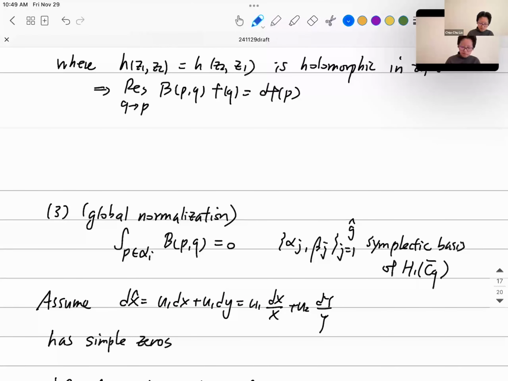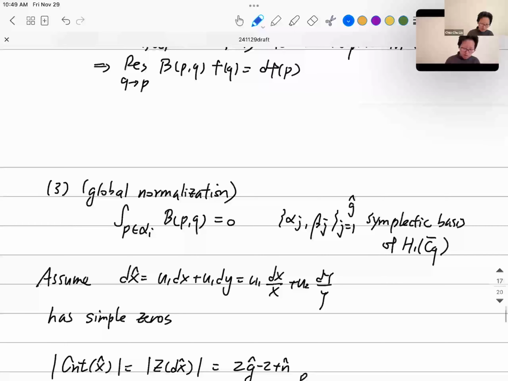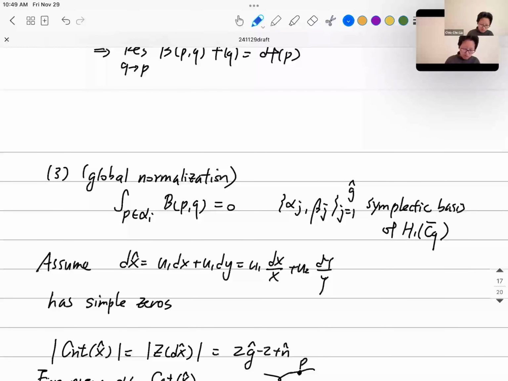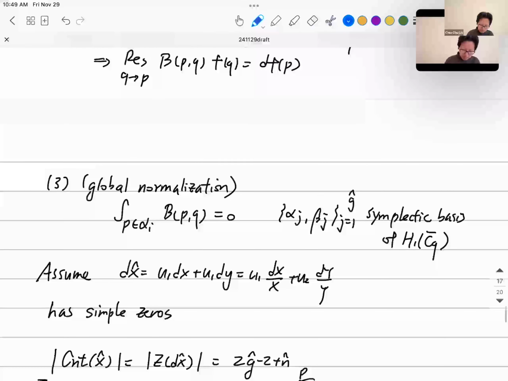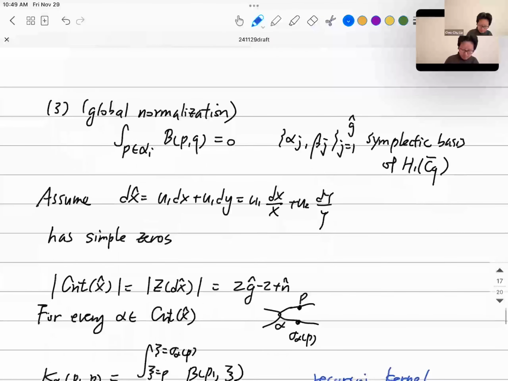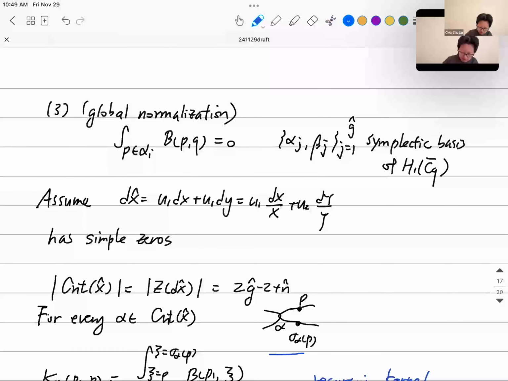so for generic U1 and U2, this has simple poles, and we view them as the critical points of X hat. So you can think of it as follows.